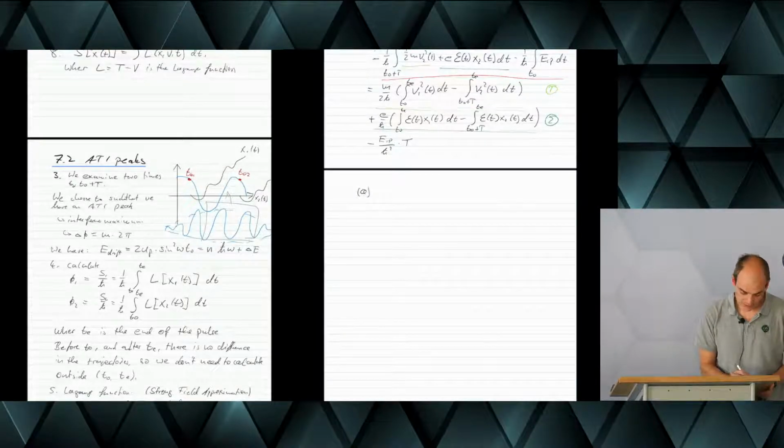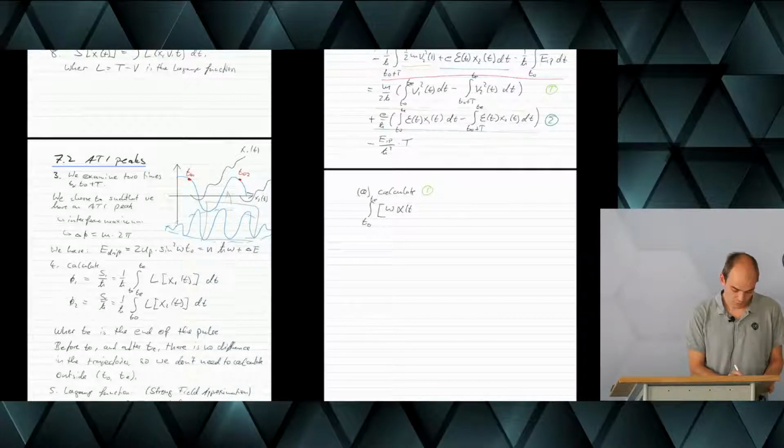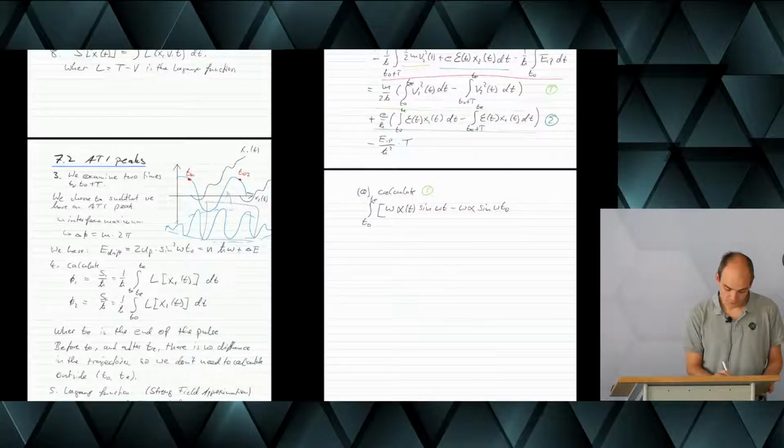Okay, so we have here A. Calculate 1. So we solve the integral from T0 to T end of omega alpha of t sine omega t minus alpha omega alpha naught sine omega t0, squared, dt.